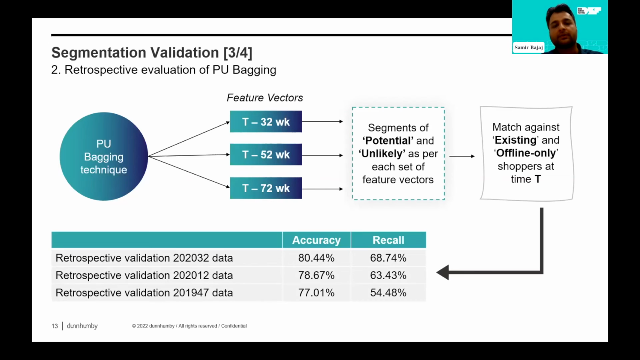And here also, it's not as high as 90% or 95%. But going back 32 weeks also, we can say that it's highly likely that we are able to unravel the potential using this technique.